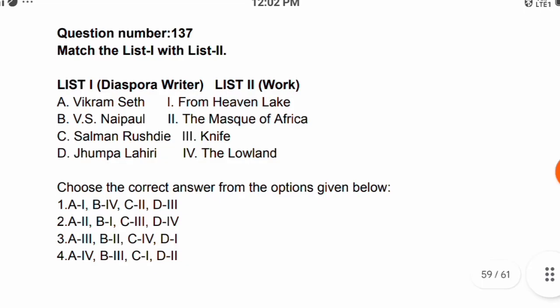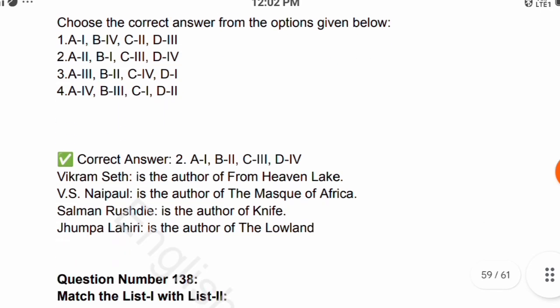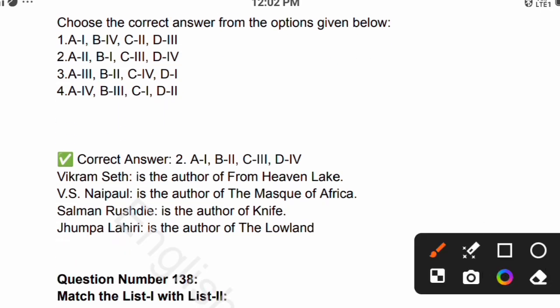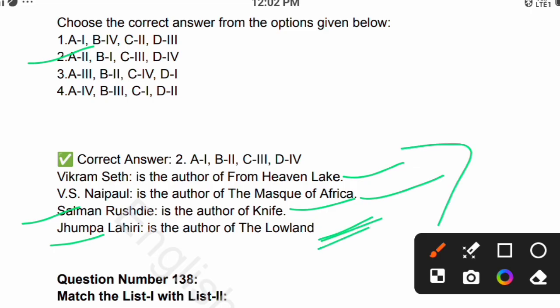The correct answer of this question is option 2. Option 2, that is Vikram Seth is the author of From Heaven to Lake, V.S. Naipaul is the author of The Mask of Africa, Salman Rushdie is the author of Knife, and Jhumpa Lahiri is the author of The Lowland. Do remember this. Next question.